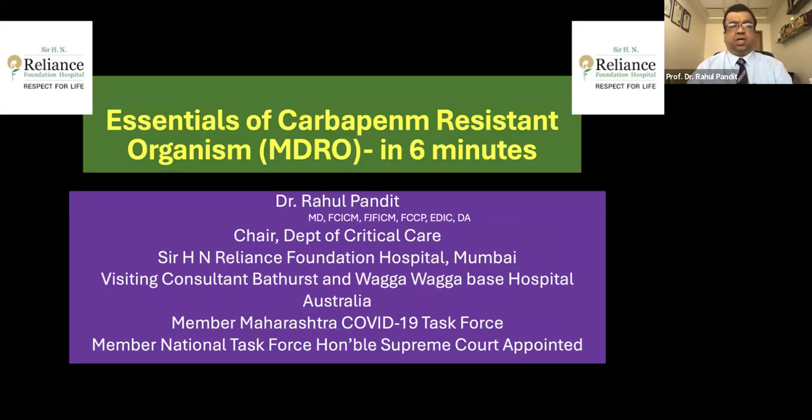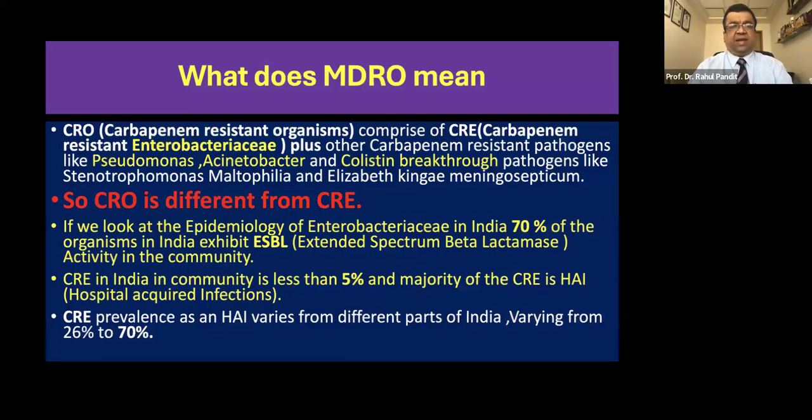Hi friends, today I'm going to talk about multi-drug resistant organisms and specifically focus on carbapenem resistant organisms. We'll try and cover this topic in the next 6 minutes. Now let's start with understanding what MDRO really means, and as I said, specifically, what does carbapenem resistant organism really mean? Well, it comprises three different types of resistant patterns.